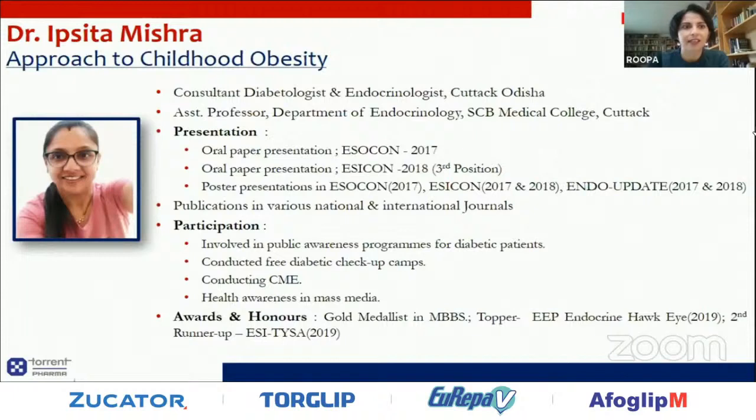And our next presenter is Dr. Ipsita Mishra. She's a consultant diabetologist and endocrinologist in Cuttack, Odisha. She's an associate professor in the Department of Endocrinology in the SCB Medical College in Cuttack. She has also presented her own research in various meetings and has published in various national and international journals. She participates in public awareness programs for diabetes and has received various awards and honors. So welcome, you all. I will pass now on to Dr.